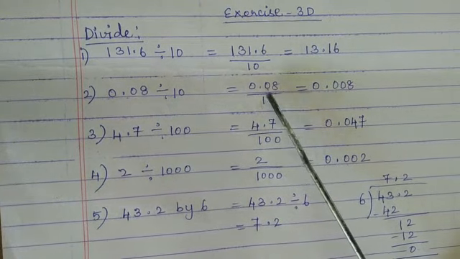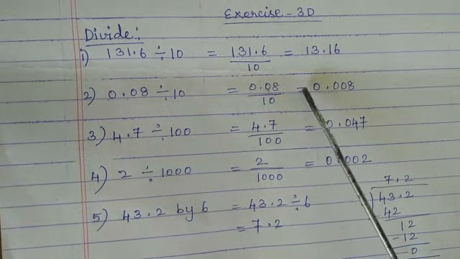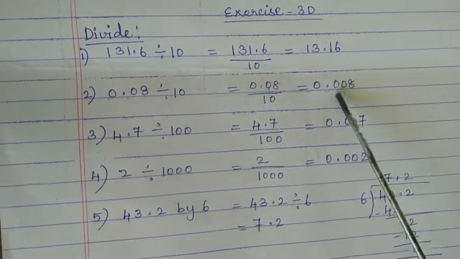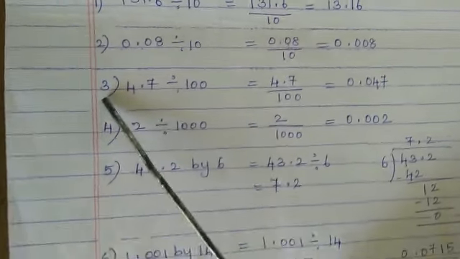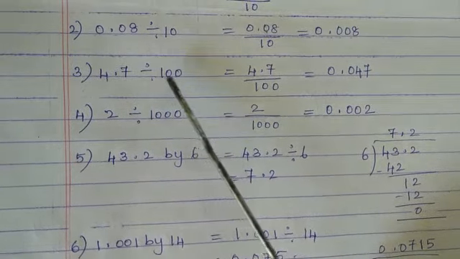So one place will move to the decimal places. So 0.008. Number 3, 4.7 divided by 100.